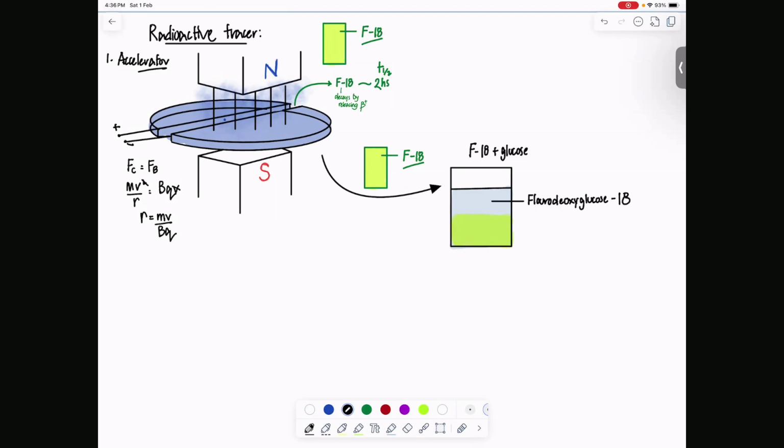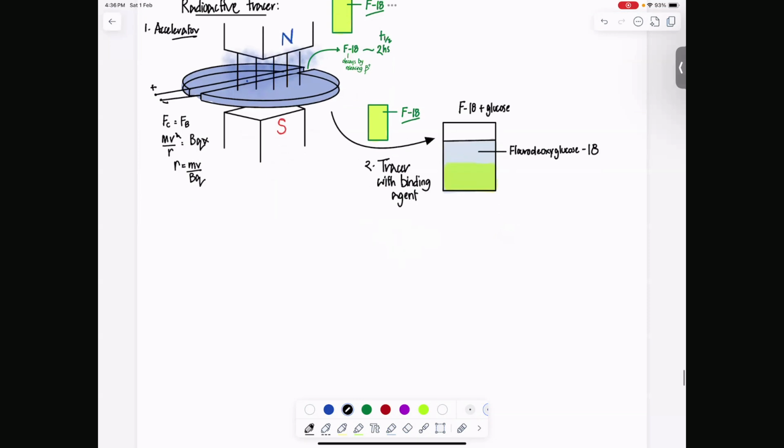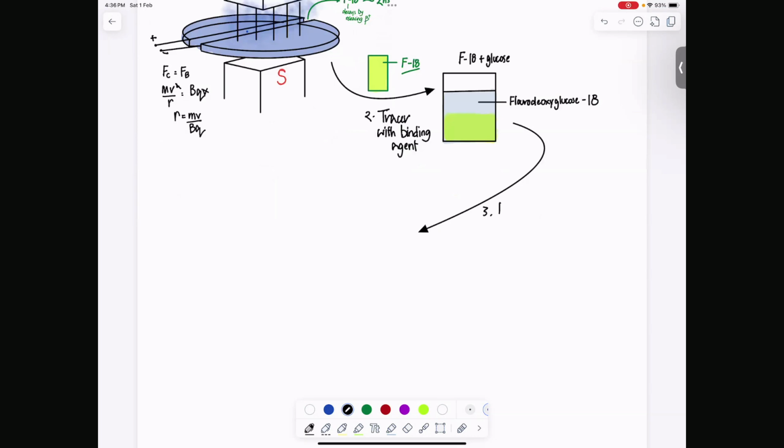And then it goes everywhere wherever you injected this. Okay, so the first step is the accelerator. Number 2 is to create the tracer with a binder. Tracer with binding agent. Binding agent means glucose. And then what do we do? Then you inject this into the body. So step number 3, step 3 is the injection. Injecting into the patient. Where is this injected in the patient? Wherever you want to do your diagnosis.